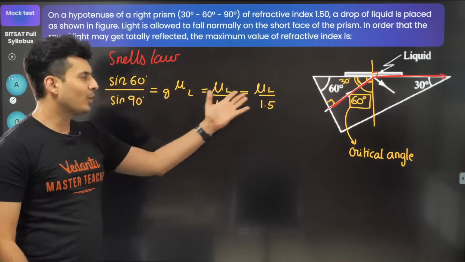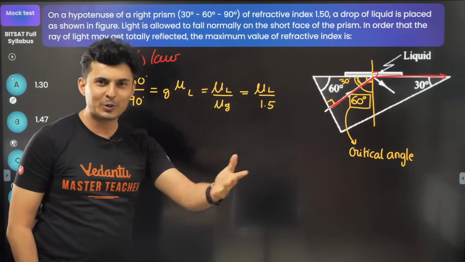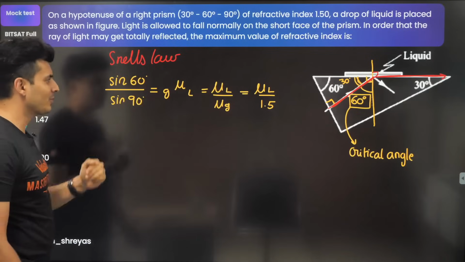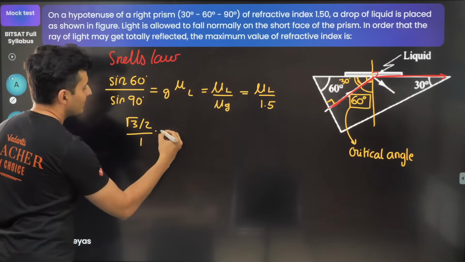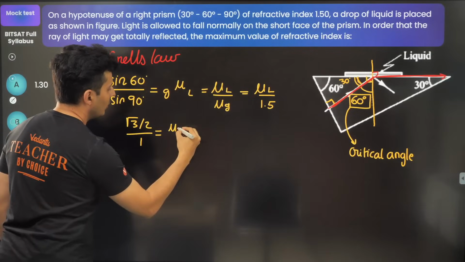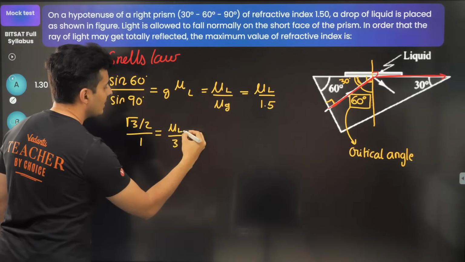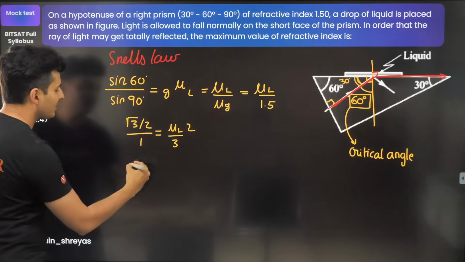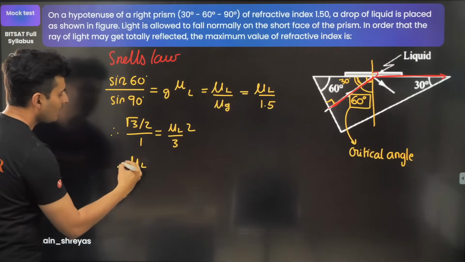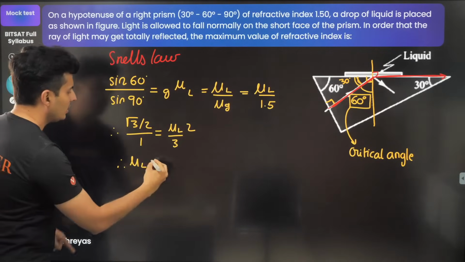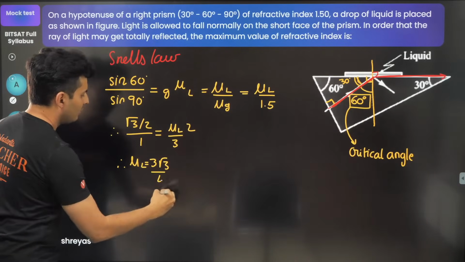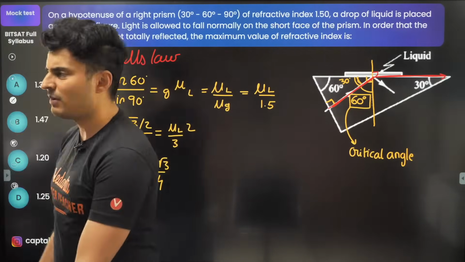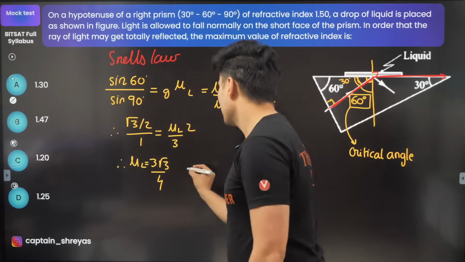Great. So I have got a beautiful equation with only one unknown. It's just a matter of time before you solve it. Sine 60 is root 3 by 2. Sine 90 is 1. Mu L is not known. And 1.5 is 3 divided by 2. So just move this around and you will get mu L is equal to 3 root 3 divided by 4. That's it. Now substitute the value of root 3, which is 1.73. So just do the math.